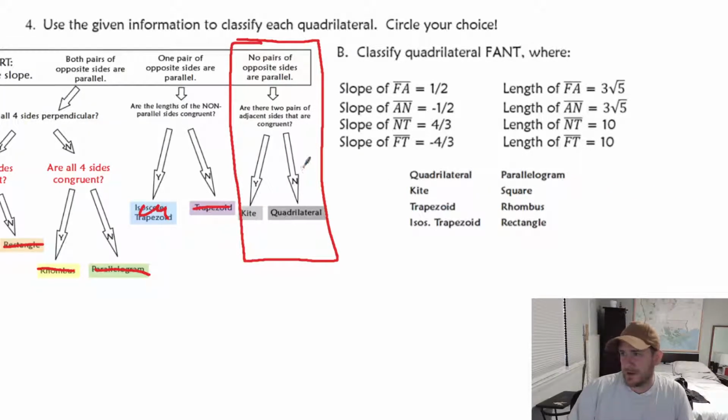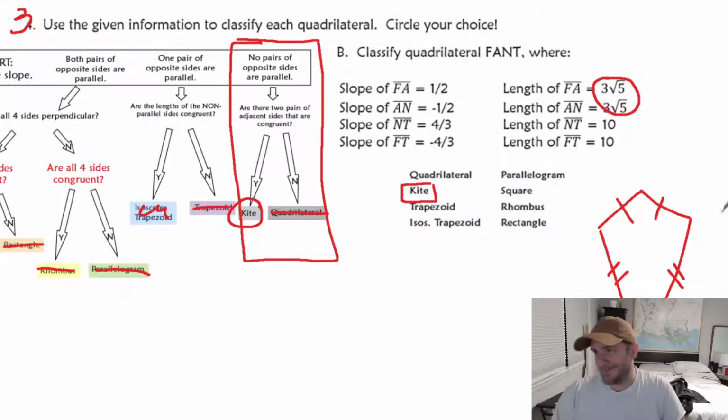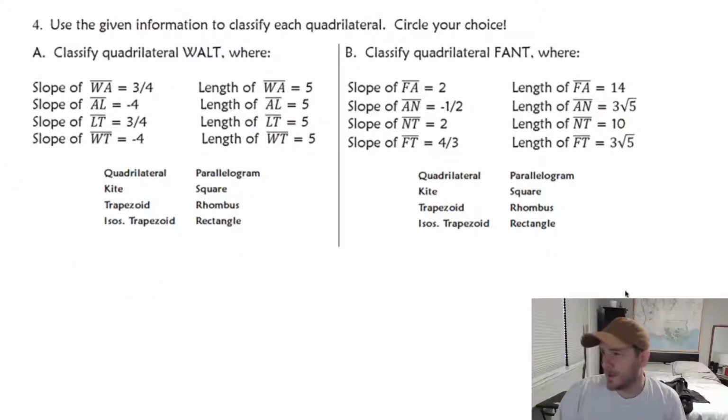And looking here, we've got the 2 pairs of congruent sides. But instead of being across from each other, they're next to each other. So that means I've got a side and a side here that are the same, 3√5 and 3√5. Then I've got the 10s that are here and here. And that makes us a kite. So quadrilateral's out, we're a kite. That's it. This is supposed to be number 3, right? So for 3A and 3B, we were a square and a kite. Moving on.